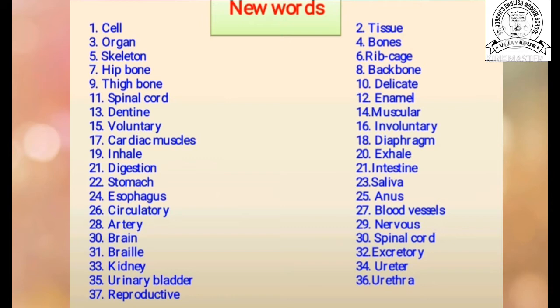Now the next word is the spinal cord. By mistake I wrote 30 here, but you can write 31st. The spinal cord is also one of the parts of the nervous system. It is a thread-like structure.